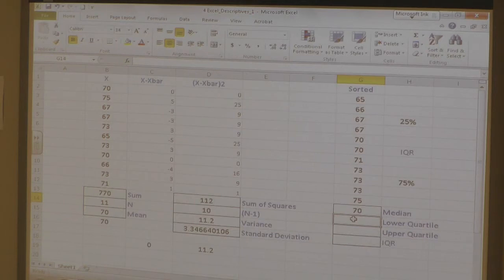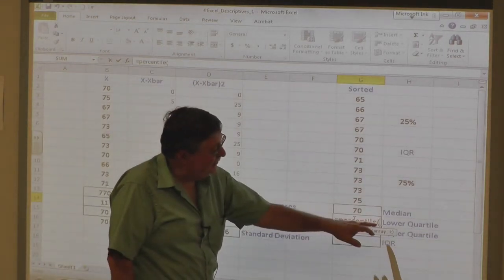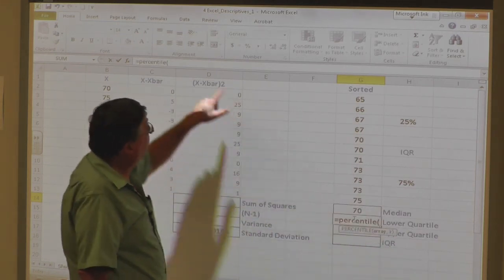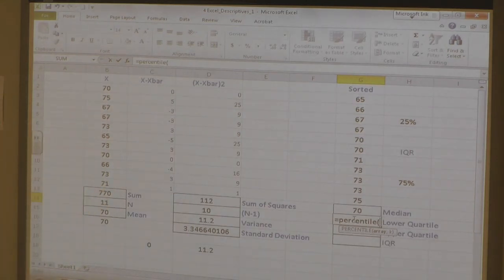Excel doesn't have a function called quartile. It does have a function called percentile. I'm going to put in percentile and parentheses, and it says I want to know the array, comma, K. If I went into the function help, it would tell me what array and K stand for. Array stands for the set of numbers, the field of numbers you're working with. I'm going to click in here, and the field of numbers I'm working with is G2 through G12.